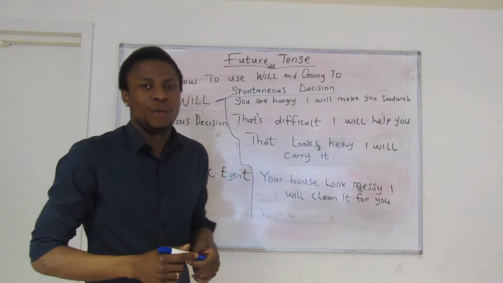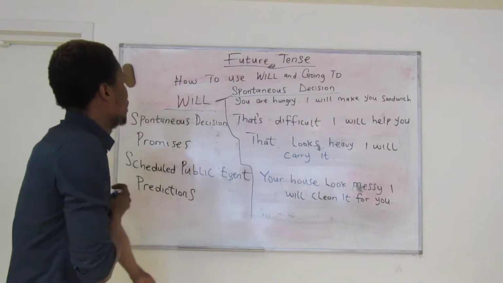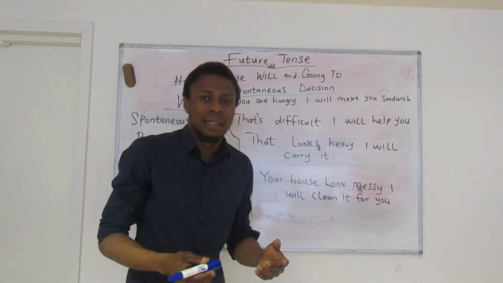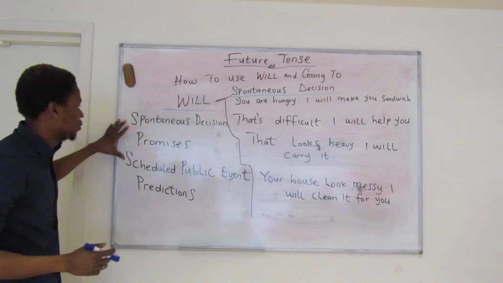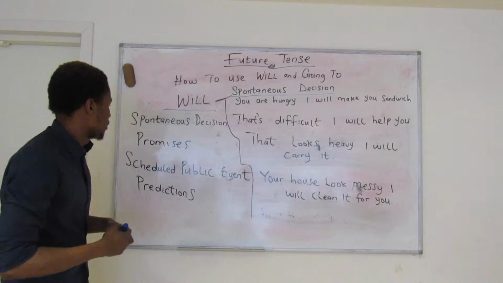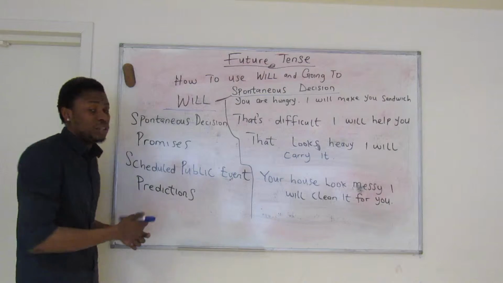Hi guys, today we are going to talk about future tense, how to use will and going to. We will start with will. Now there are different ways of using will in the English language. We're going to talk about these 4 ways of using will. The first one is spontaneous decision, then promises, scheduled public events, and predictions.